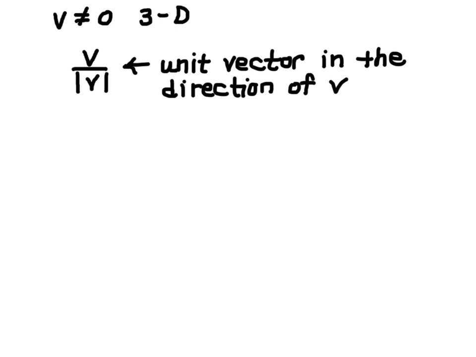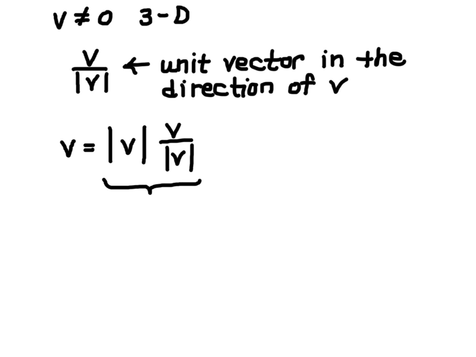Then we can say that the vector v itself is equal to its magnitude times its unit vector, which is v over the magnitude of v. And you could see by canceling out the magnitude of v, we'd have vector v. But this expression right here is the vector v, and it is a product of vector v's length or magnitude and its direction.